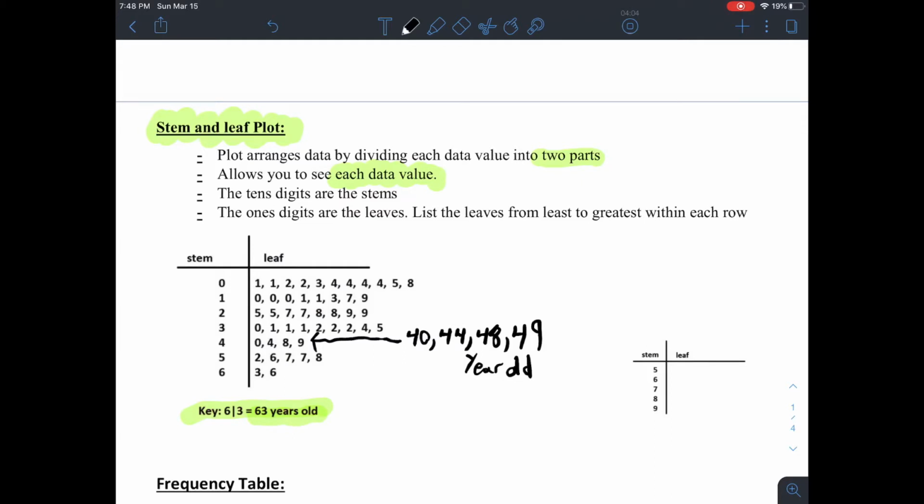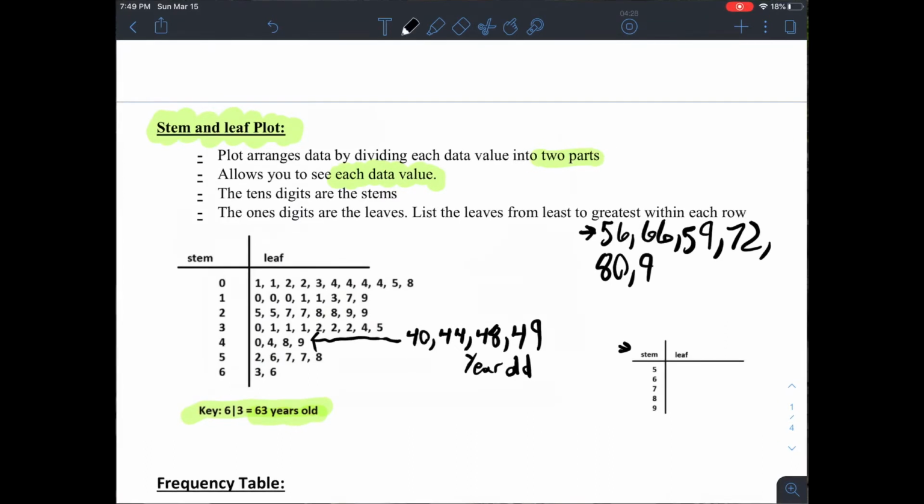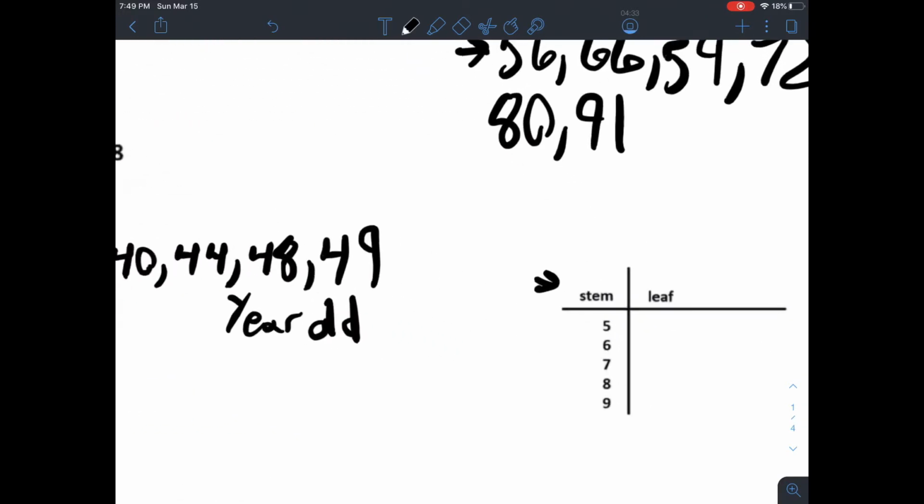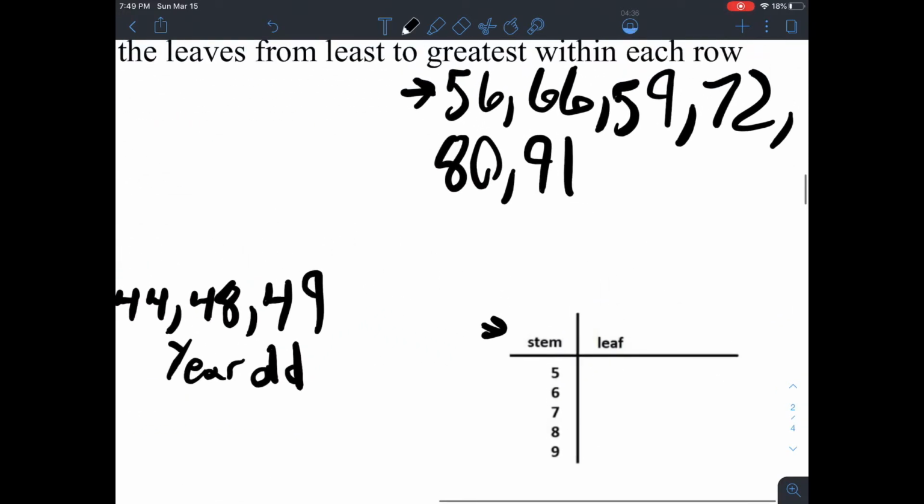So I took a short survey of some of my relatives that I spoke to over this weekend of their age. And I'm going to list them here, and we can plot them on our very own stem and leaf plot. 56, 66, 59, 72, 80, and 90, and 91. Let's zoom in here. So to plot these data, look at the 50s. I have a 56 and a 59, so put them in least to greatest, 6, 9.